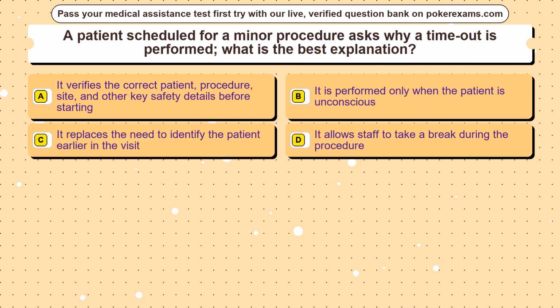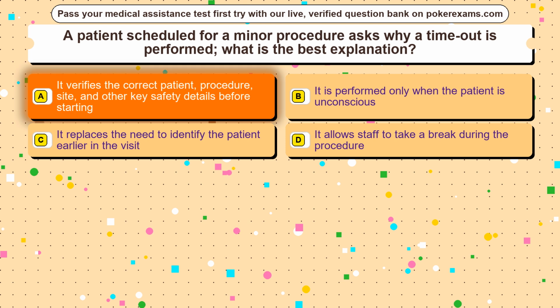Question 96. A patient scheduled for a minor procedure asks why a timeout is performed. What is the best explanation? Option A. It verifies the correct patient, procedure, site, and other key safety details before starting. Option B. It is performed only when the patient is unconscious. Option C. It replaces the need to identify the patient earlier in the visit. Option D. It allows staff to take a break during the procedure.